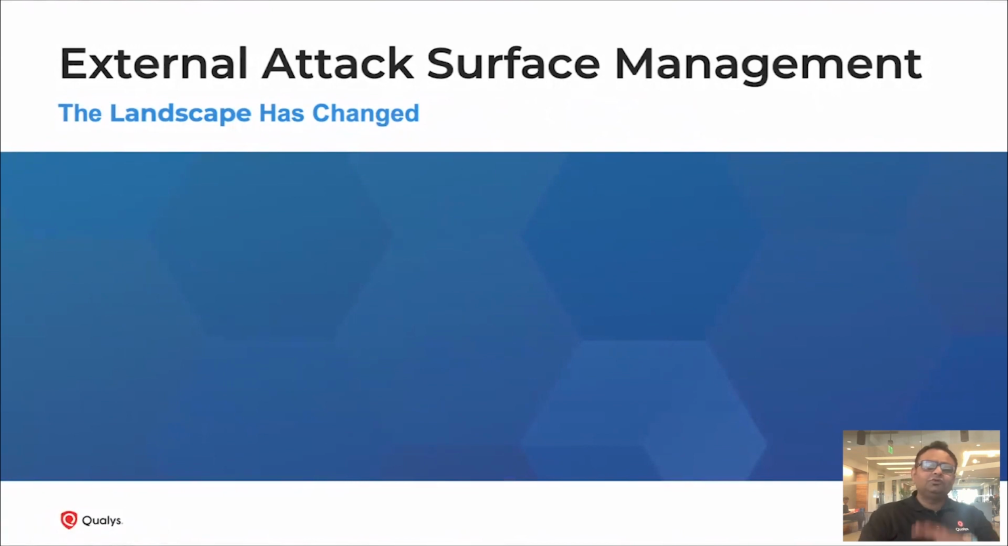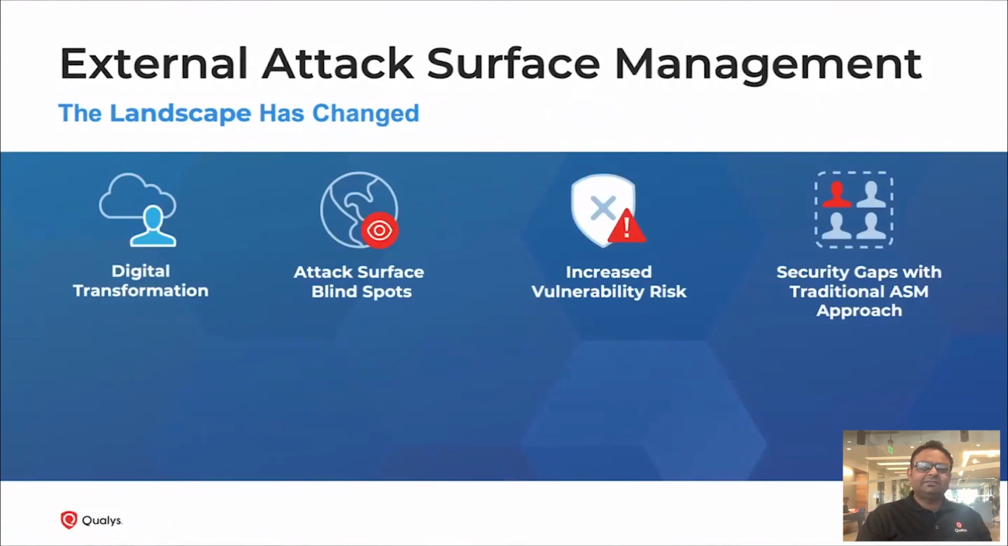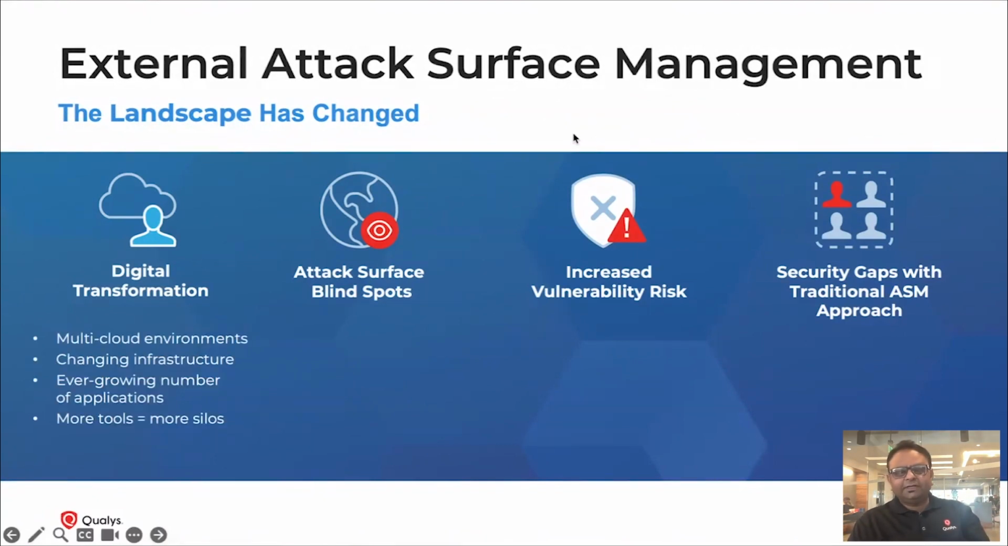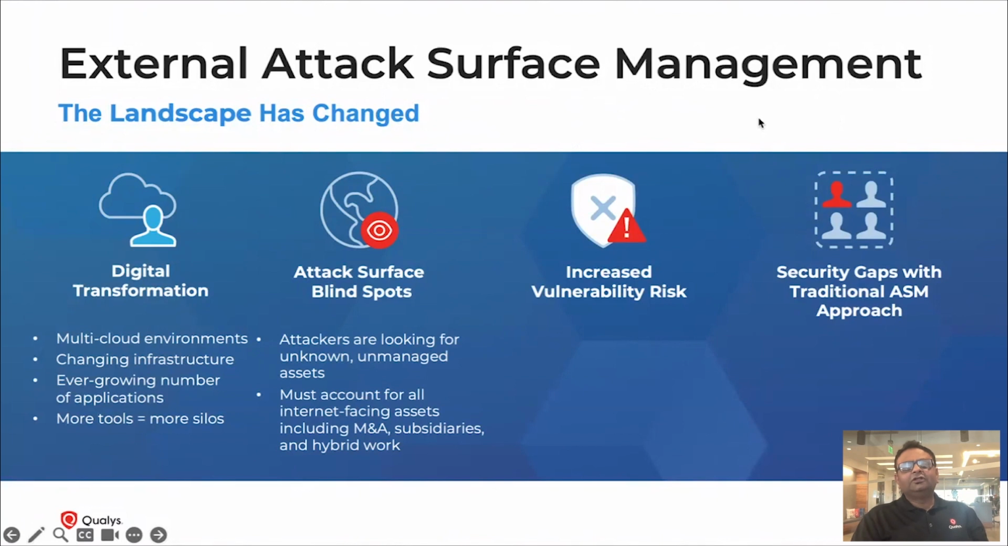So now, just to quickly summarize the landscape and the challenge, right? As you can clearly see, the landscape has changed, and the primary business driver is digital transformation, right? When you are embracing multi-cloud and remote cloud services for your employees, and adopting more tools, that means more silos, right? Now what does that mean? That means that when you do mergers and acquisitions, or when you have new subsidiaries in a new country, those subsidiaries and acquisitions have their own footprint on the internet, right? Now everything is on the internet these days, right?